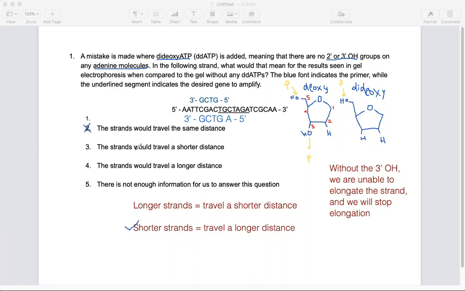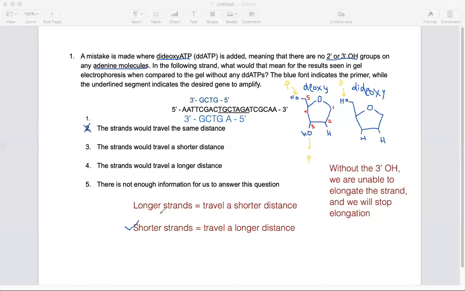The second answer choice, the strands would travel a shorter distance, right? And does that apply to us? If it's a longer strand, you can think of it as being heavier. So if you're applying the same amount of force, let's say you have two rocks, one bigger, one smaller. If you apply the same force to the large rock, it's going to go X amount of feet. Let's say it goes 1 foot forward. But if you apply the same amount of force to that small rock and you push it forward, it's going to go a lot further.